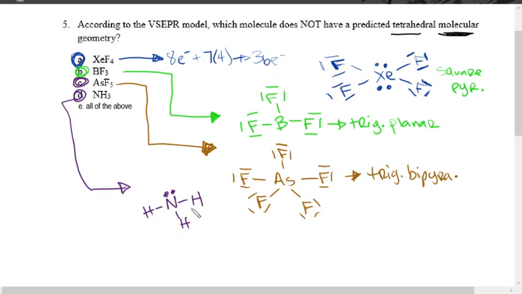Now, for electron geometry, this does have tetrahedral, but for molecular geometry, it is trigonal pyramidal. Cool. So that's how you do number 5. I just didn't want to make all of these super long. So see you on the next one.